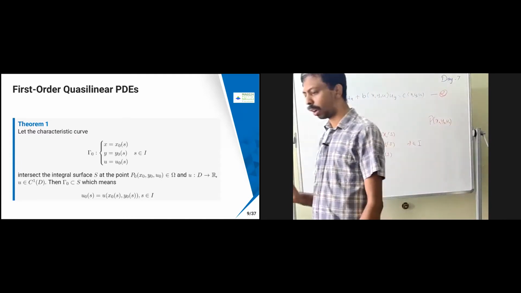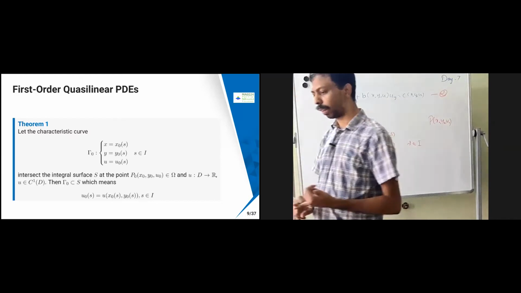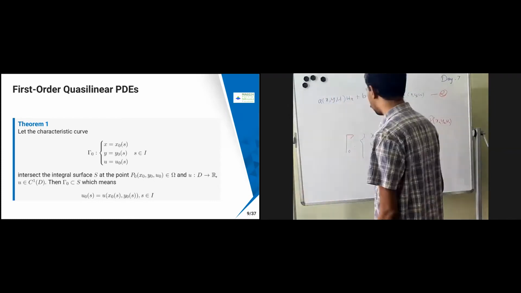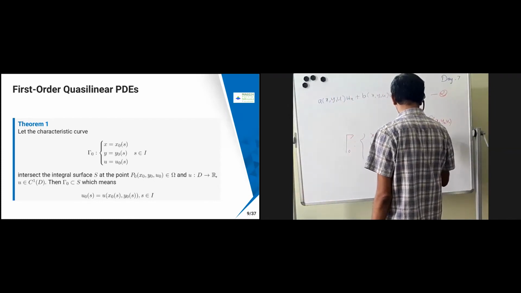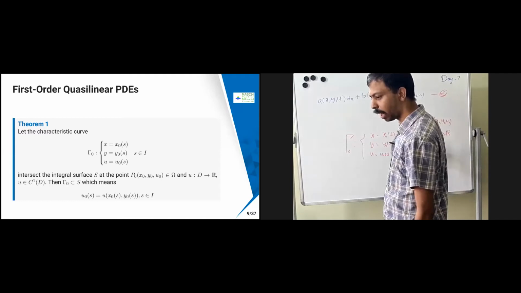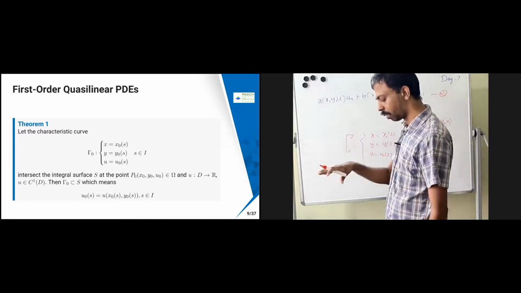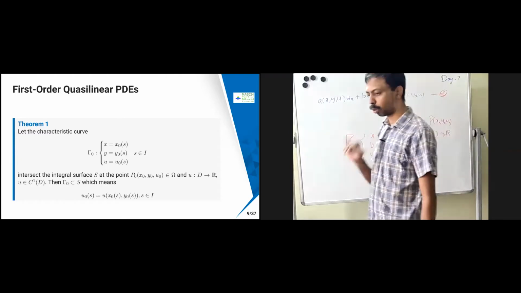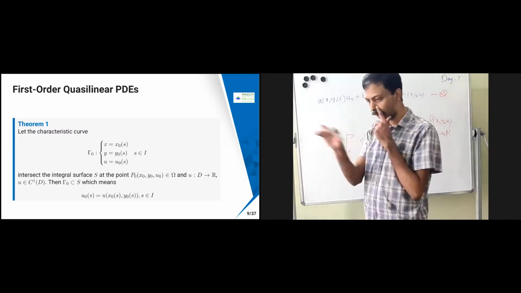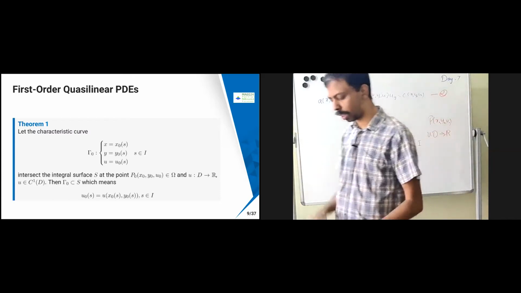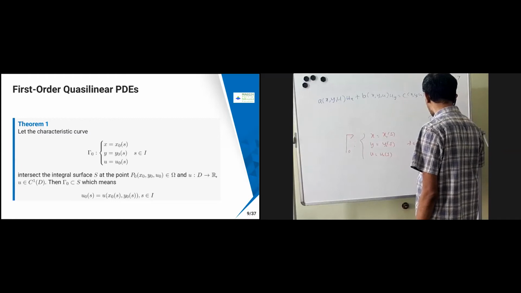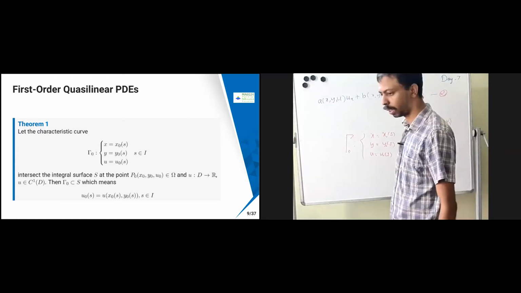So we already have two conditions. One is that the characteristic curve is given, and it intersects the integral surface S at the point. Another is that u is a function from D to R, where D is a subset of omega naught, the projection of the xyu space onto the xy plane. Then we have one more condition: u belongs to C1 of D.